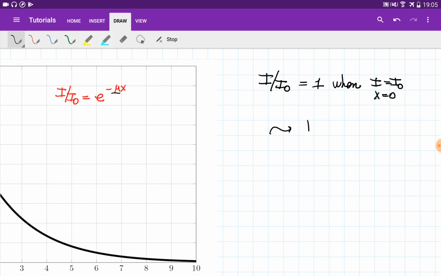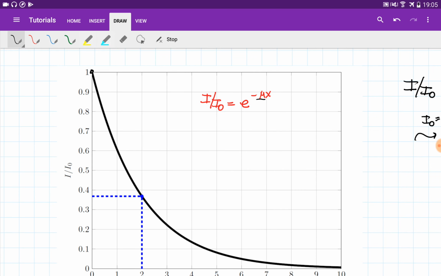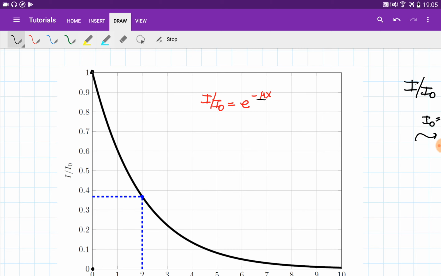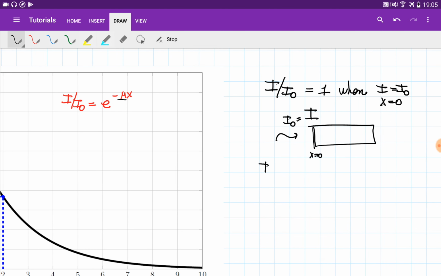So before we enter the material, the intensity at x equal to 0 is equal to I0. That is why I over I0 is equal to 1 here, when x is equal to 0. As we go through the material, the intensity is going to change. For example, I over I0 is equal to 0.5. It means that we've lost 50% of the intensity, and the current intensity is 50% of the initial one.